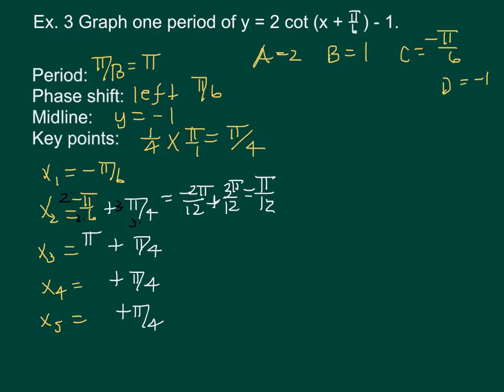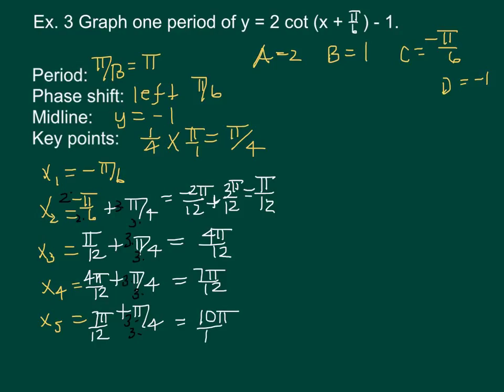You're going to take that and add it. Get a common denominator just for the second one. So 1 pi over 12 plus 3 pi over 12 gives us 4 pi over 12. Just get a common denominator for the second one. Plus 3 pi over 12 is 7 pi over 12. And you take that and add your last fraction. 7 pi over 12 plus 3 pi over 12 is 10 pi over 12.